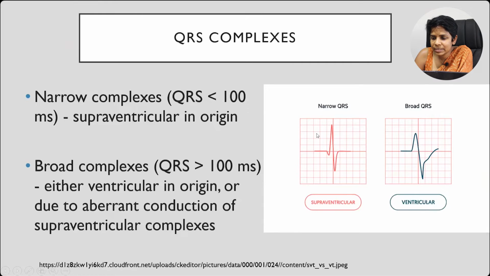Narrow complex QRS, like this one, where the duration should be less than 100 milliseconds. Usually these QRS complexes are due to electrical conduction from the supraventricular area. But if the QRS duration is more than 100 milliseconds, then it is called broad QRS. So most of the time, this originates from the ventricles, or can come from the supraventricular area but through aberrant conduction pathways, not through the normal AV node.